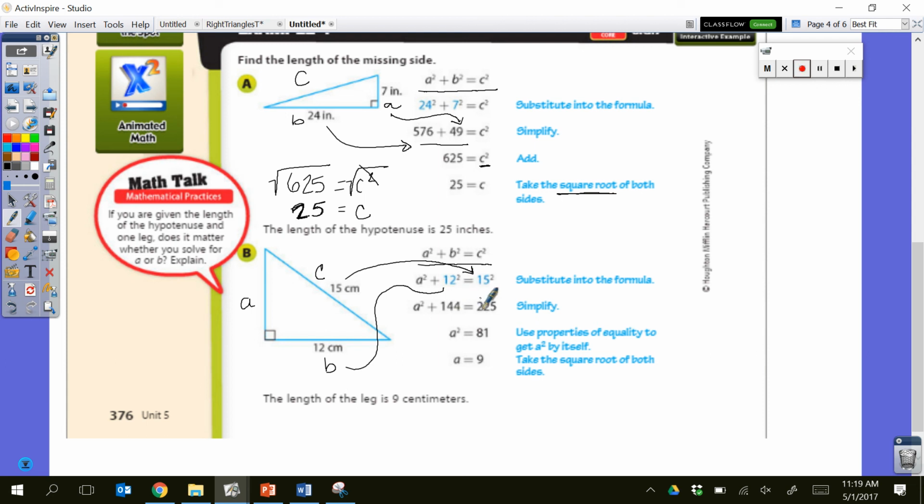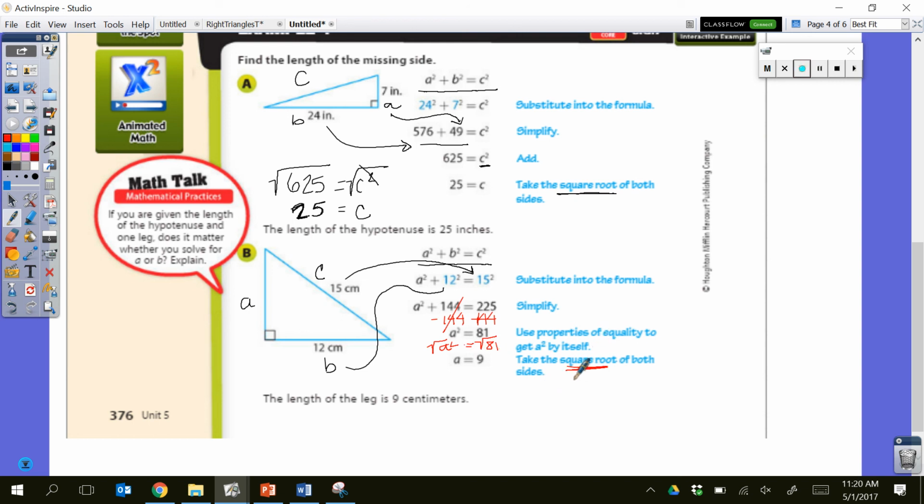So let's go ahead and solve here. We've got A squared, which doesn't change, B squared, which is 12 squared. 12 times 12 is 144. And then 15 squared, which is 225, 15 times 15. So then we've got A squared plus 144 equals 225. Now we're going to use inverse operations to get the variable by itself, so minus 144, and we get A squared equals 81. So then we need to find the square root of A squared and the square root of 81, right?